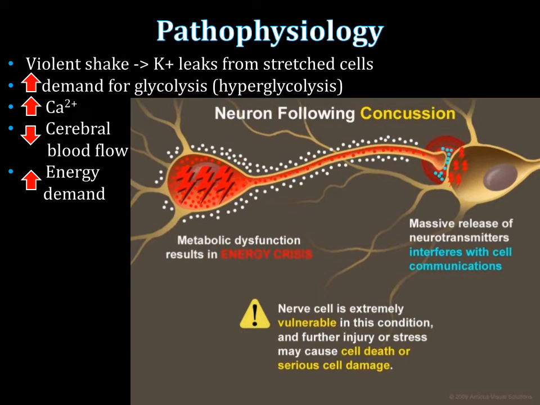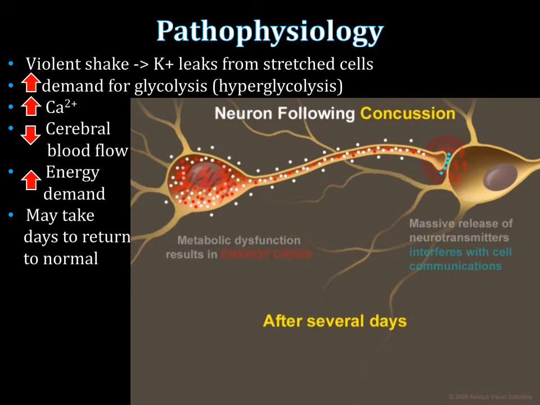Communication between the cells is also impaired due to being overwhelmed by neurotransmitters, leaving the nerve extremely vulnerable to further damage and possible cell death. Following a concussion, it will take many days for the chemical imbalance to heal and reset so that the cells can function as they normally do. The importance of safety during the injured state cannot be overstated.